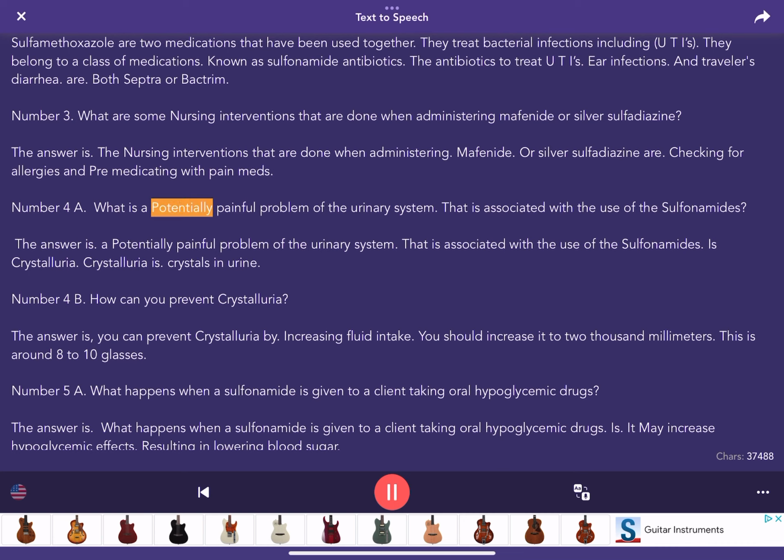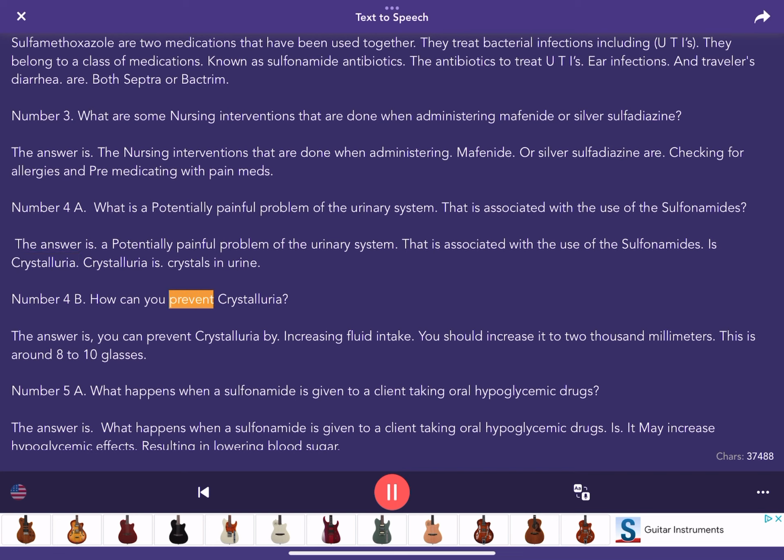Number 4a. What is a potentially painful problem of the urinary system that is associated with the use of the sulfonamides? The answer is, a potentially painful problem of the urinary system that is associated with the use of the sulfonamides is crystalluria. Crystalluria is crystals in urine.